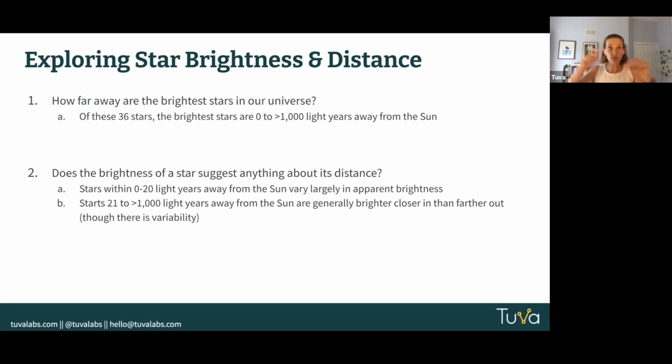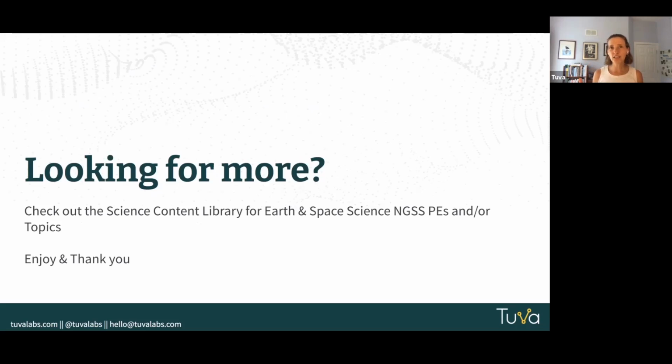Well, remember those stars within 0 to 20 light years within this data set had a pretty large difference in their apparent brightness. But when we looked at stars within 21 to 1,000 light years away, then we started to see that generally the brighter stars are closer to our sun than the ones that are farther out. The farther out ones tend to be dimmer. But it's not a perfect one-to-one relationship. There's some variability there.